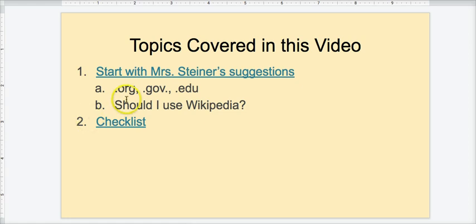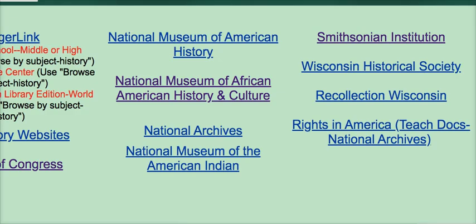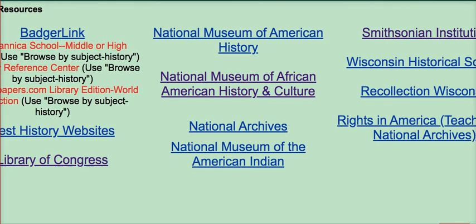We'll talk about how your .org, .gov, and .edu websites are usually better than others. We'll talk about should I use Wikipedia, and if you decide to, how to use it appropriately. And then we'll go over a checklist of how you can evaluate websites that you find yourselves to see if they're credible or not. So let's start with Mrs. Steiner's resources. Mrs. Steiner is coming in on Wednesday to talk about this website that she has built for us.